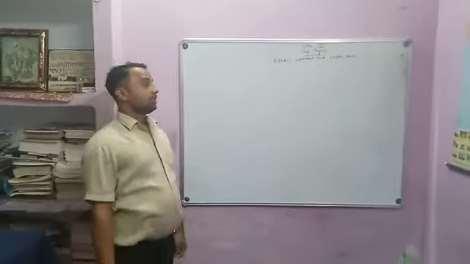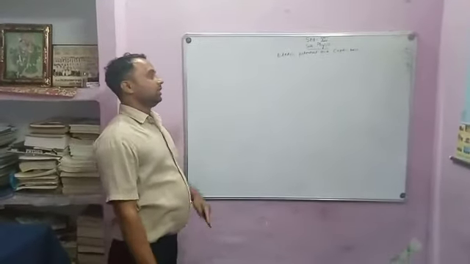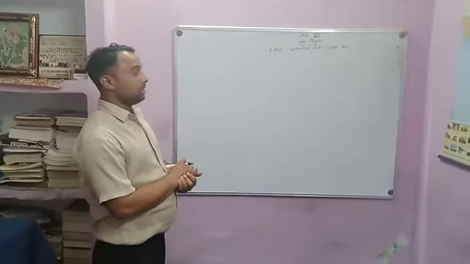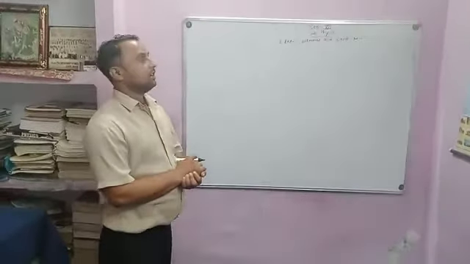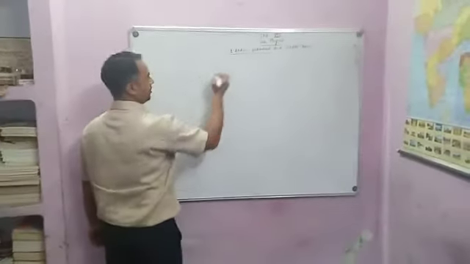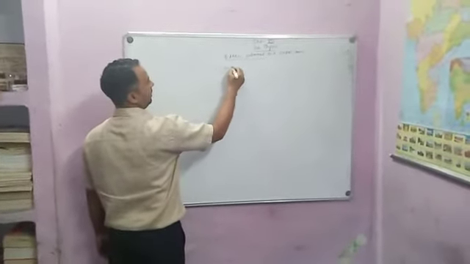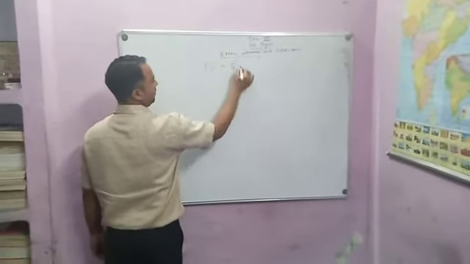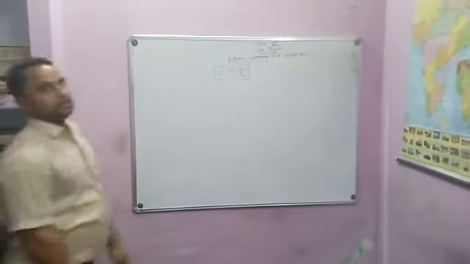In the previous discussion we derived the definition of the electric potential. But now we have to see what the basic formula for the electric potential is. In the previous lecture we derived the basic formula for the electric potential: V is equal to W by Q.